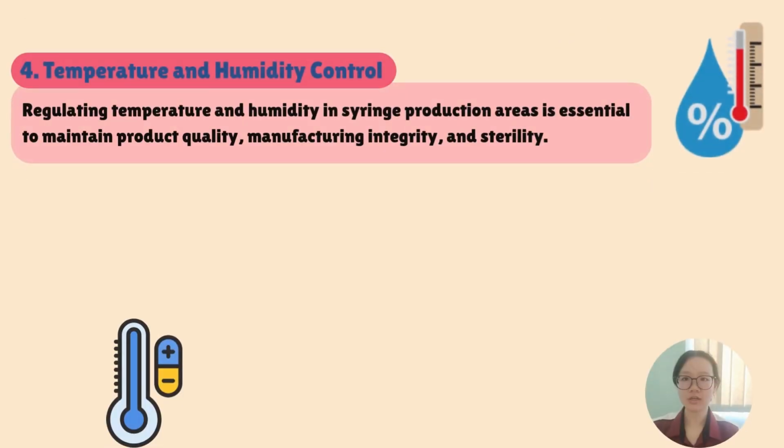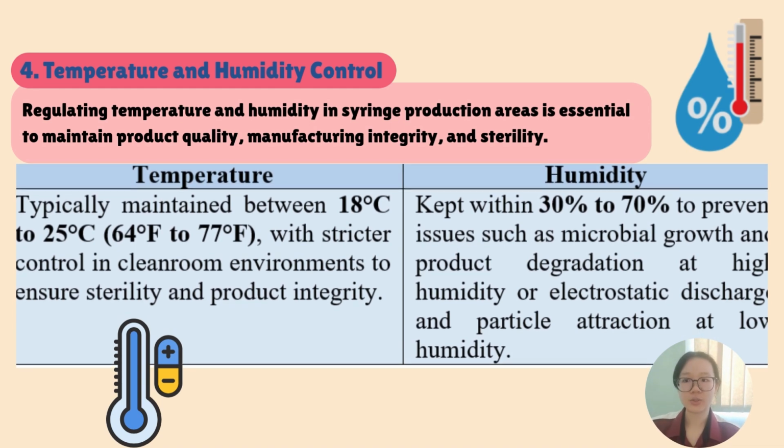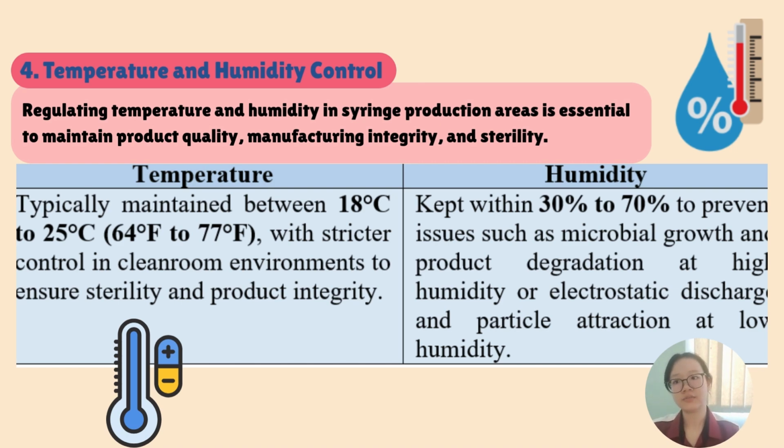Temperature and humidity control. Maintaining proper temperature and humidity is essential in syringe production areas to ensure product quality, manufacturing integrity, and sterility. Temperature is typically controlled between 18 to 25 Celsius, with stricter regulation in clean rooms to protect sterility and product integrity. Humidity is maintained between 30% to 70% to avoid microbial growth and product degradation at high humidity levels. At low humidity, control is crucial to prevent electrostatic discharge and attraction of particles that can contaminate the product.